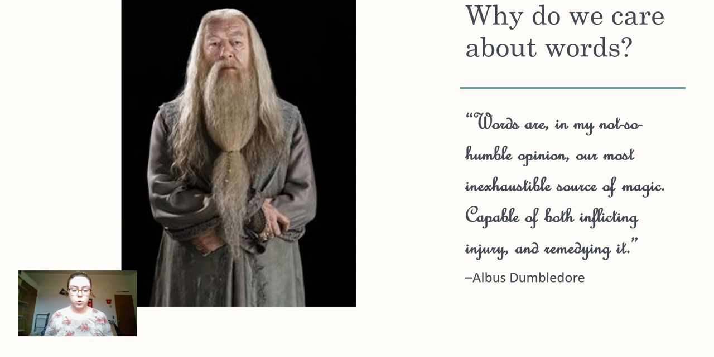I really love this quote from Albus Dumbledore in Harry Potter and the Deathly Hallows. He says to Harry, "Words are, in my not so humble opinion, our most inexhaustible source of magic, capable of both inflicting injury and remedying it."